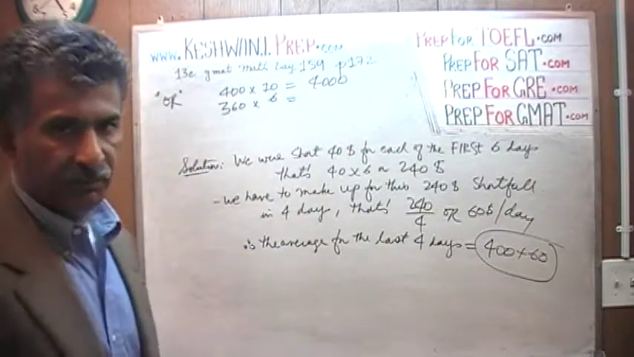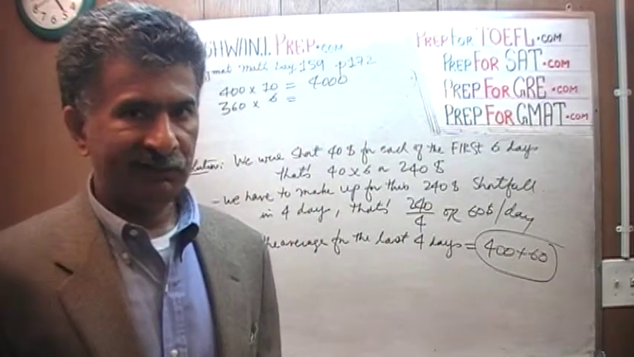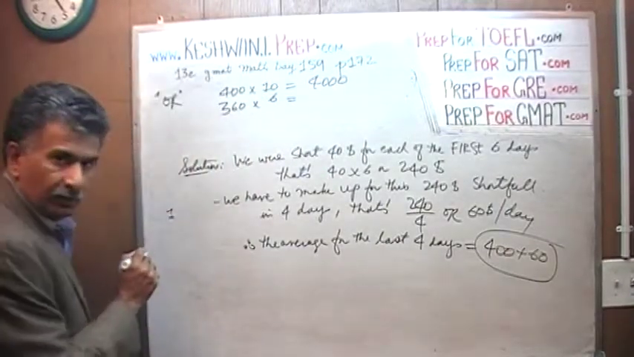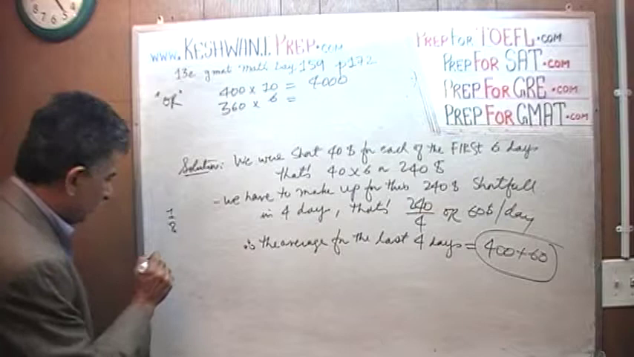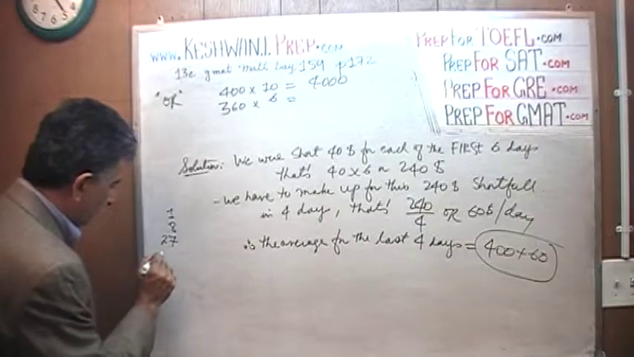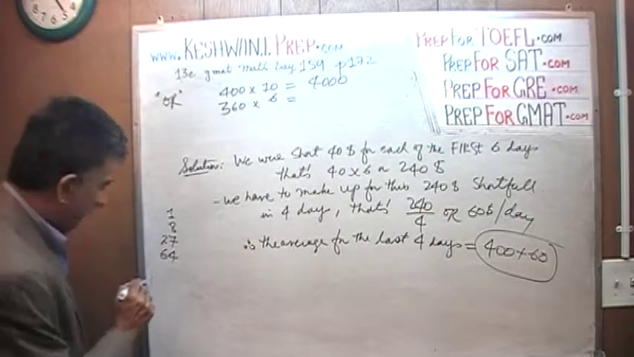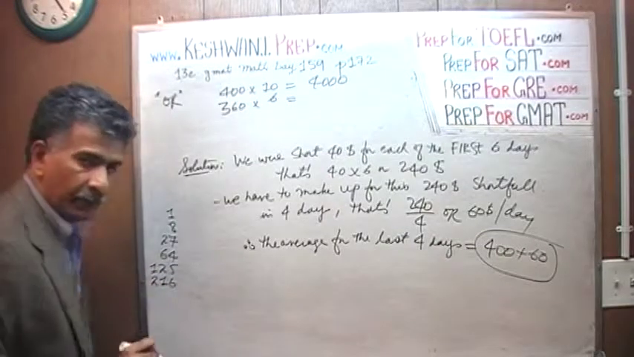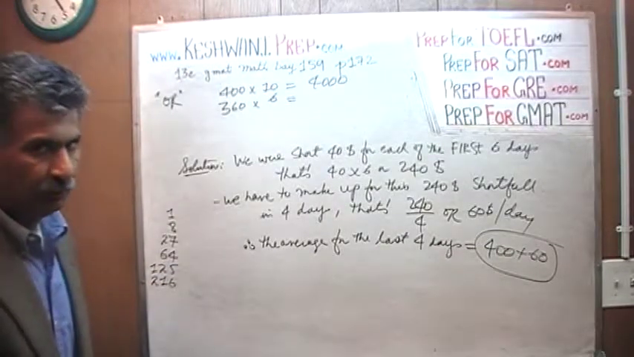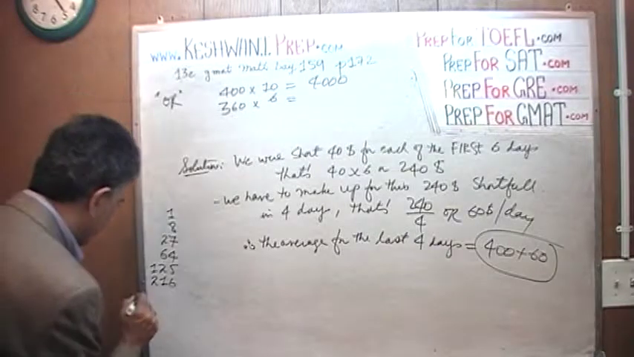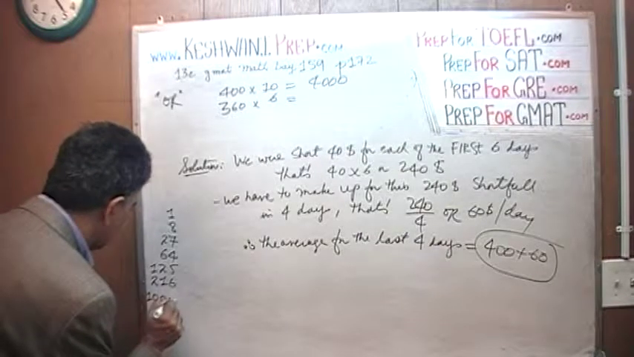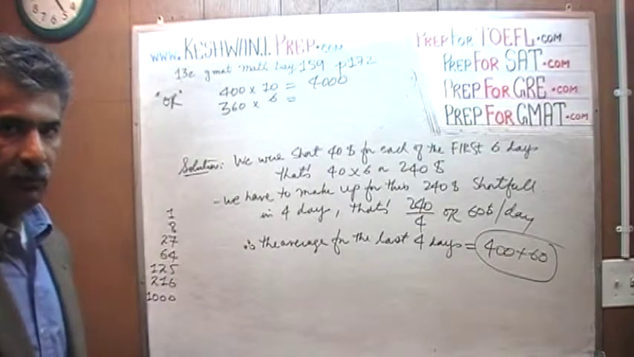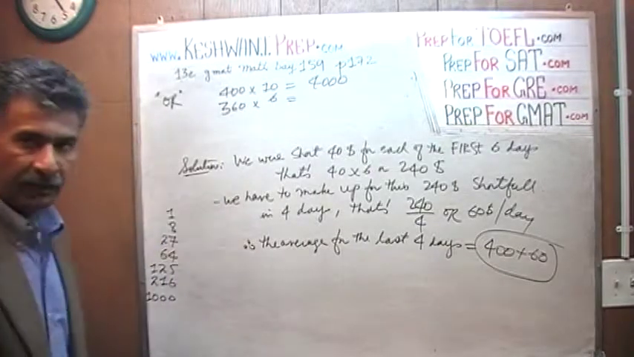36 times 6. You have to know your cubes. 1 cube is 1, 2 cube is 8, 3 cube is 27, 4 cube is 64, 5 cube is 125, and 6 cube is 216. 7 cube, 8 cube, and 9 cube do not appear very often in the exam. And finally you have to know your 10 cube, which is 1000. You have to know your squares, 1 through 20. You have to know your cubes, the ones that I put on the blackboard.